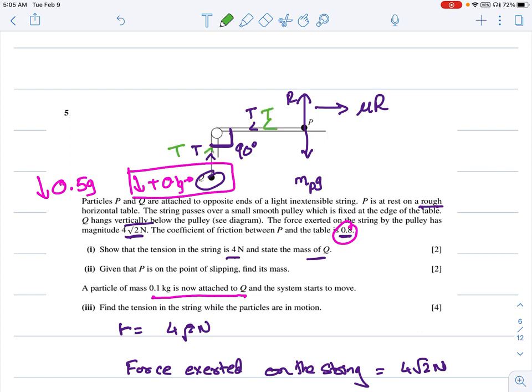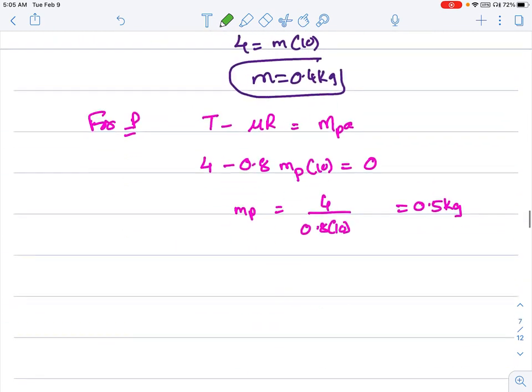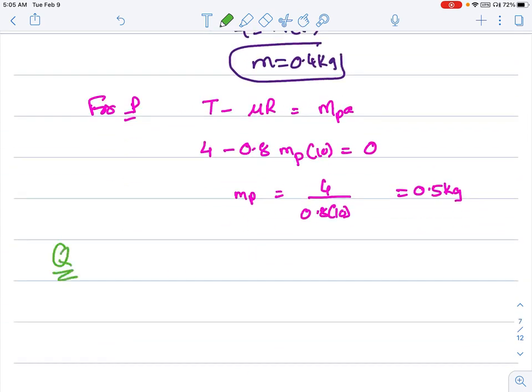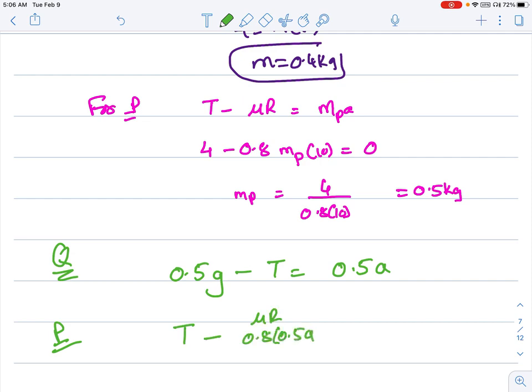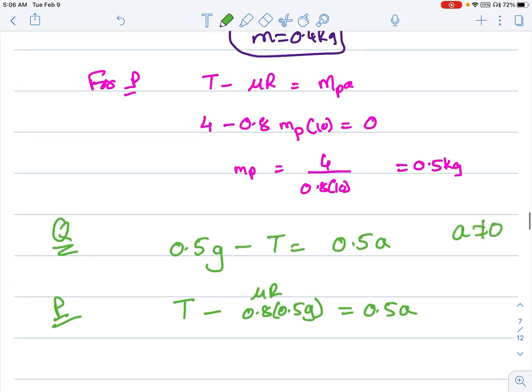So what should I do? Forward force minus backward force is equal to MA. Now Q is moving downwards. For Q, the forward force is 0.5 g minus the tension T, equal to the total mass 0.5 times A. For P, the forward force is tension minus the backward force, which is mu R. Mu is 0.8, R remains the same, which is 0.5 g, because the mass of P was 0.5, equal to MA, 0.5 A. This time they are moving, so acceleration is not equal to 0.